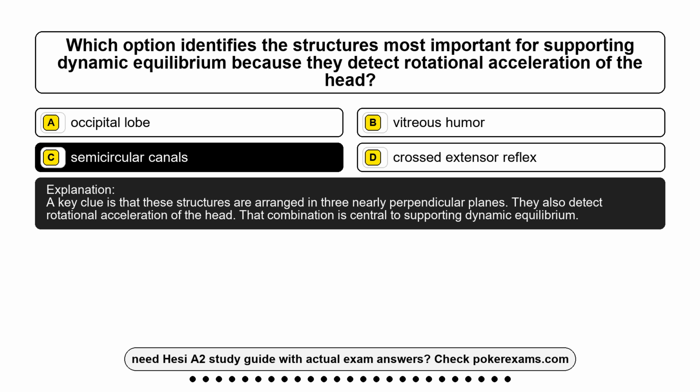A key clue is that these structures are arranged in 3 nearly perpendicular planes. They also detect rotational acceleration of the head. That combination is central to supporting dynamic equilibrium.